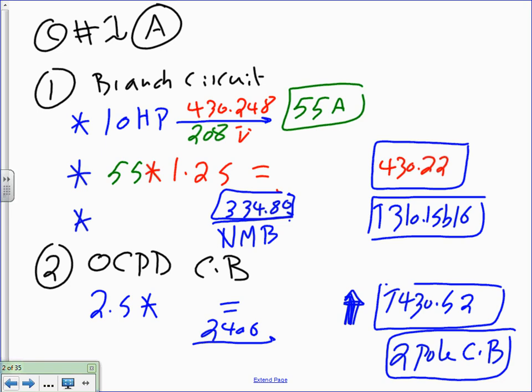Who's my favorite A students who's going to do it? 68.75. 68.75. Any second? Yeah. Okay. So 55 times 1.25, what do you get? 68.8 amps. Cool. So we find the full load current.